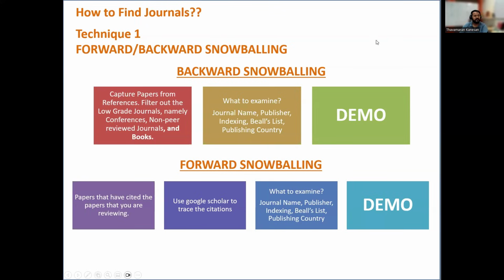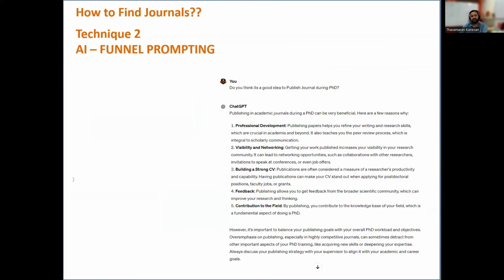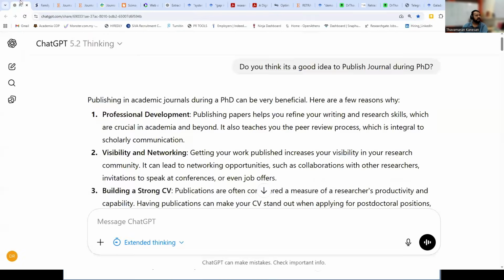Okay, all right. So the other way is ChatGPT. Let's go to the ChatGPT 5.2 thinking model. Okay. You guys all ask me whether this AI will hallucinate or not, whether that AI will hallucinate or not.